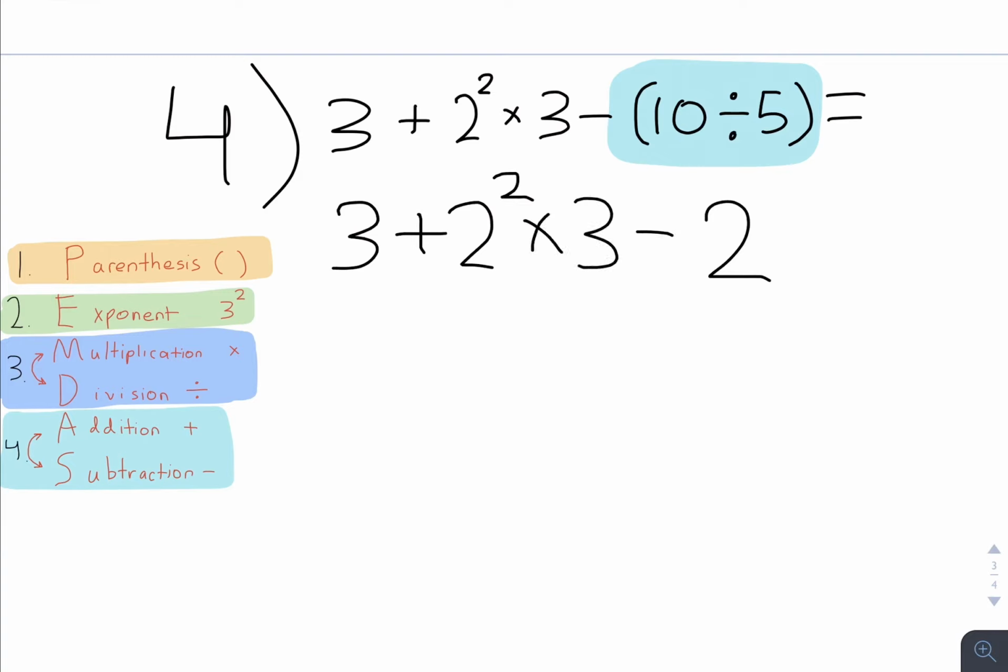Now that that is over, we move on to the next step in the order of operations. Number 2 is exponents. As you can see, there is an exponent still left in this expression, 2 squared. This means we have to solve 2 squared before we do anything else. So 2 squared is equal to 4. That means that we've now solved all the exponents and we can bring the rest of the expression down as is.